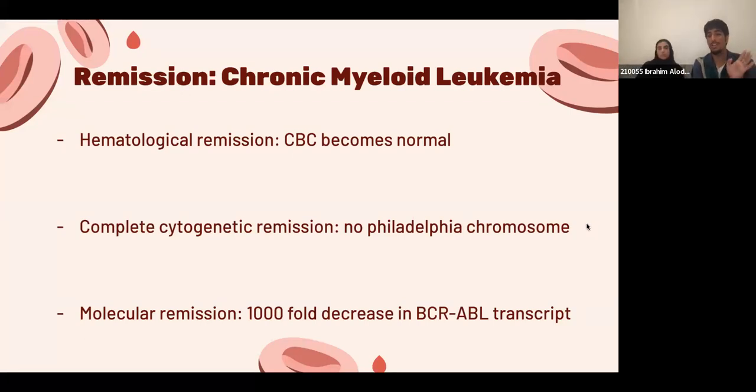the remission of CML, there's 3 definitions for remission in CML. There's the hematological remission, which is when the patient's CBC becomes normal. There's the cytogenetic remission, which means that the patient no longer has any Philadelphia chromosomes. Or there's the molecular remission, which is a 1,000-fold decrease in the BCR-ABL transcript. The 1,000-fold is important. If they ask you this, you have to say 1,000-fold or 3 log decrease in BCR-ABL transcript.